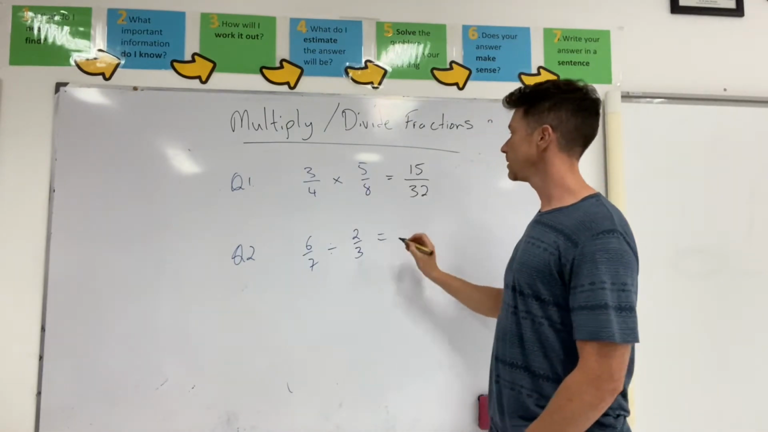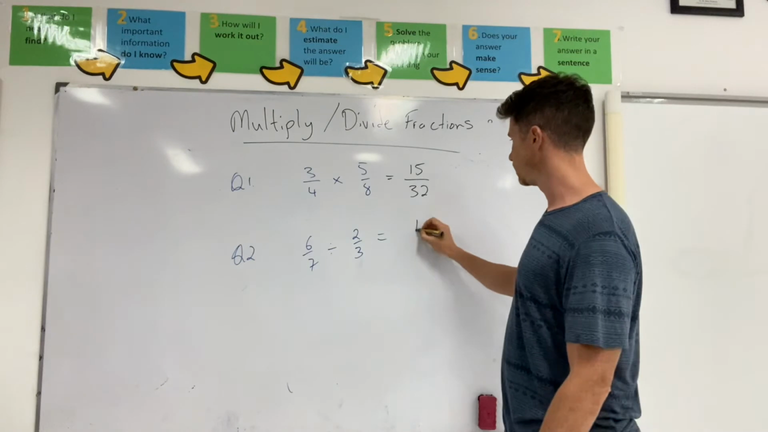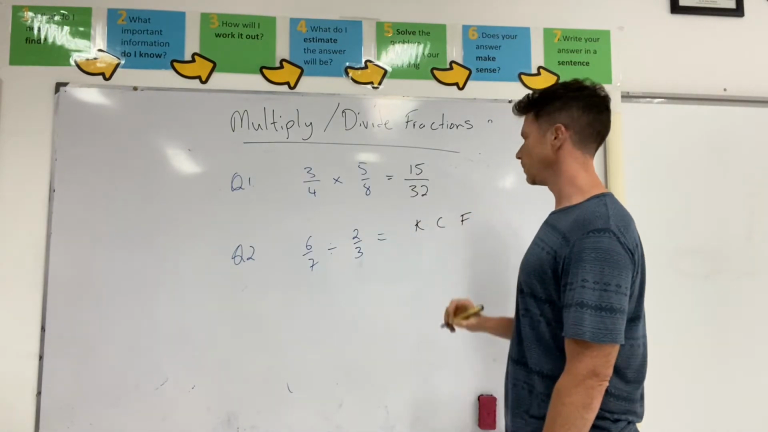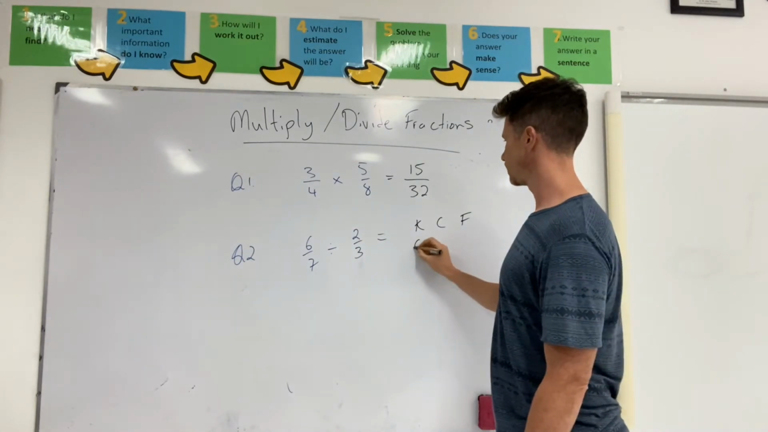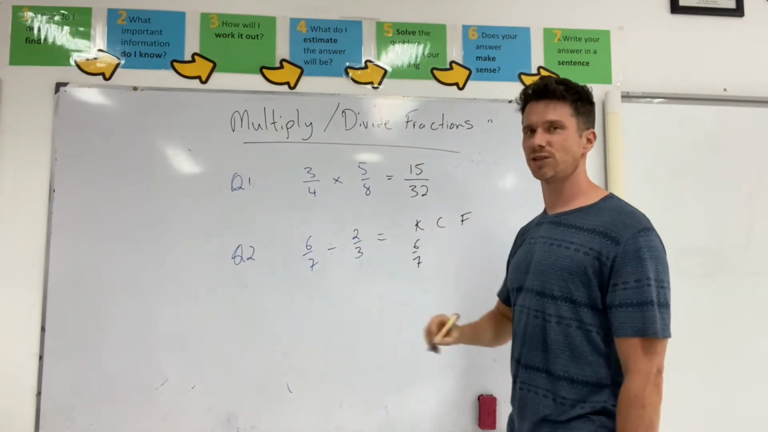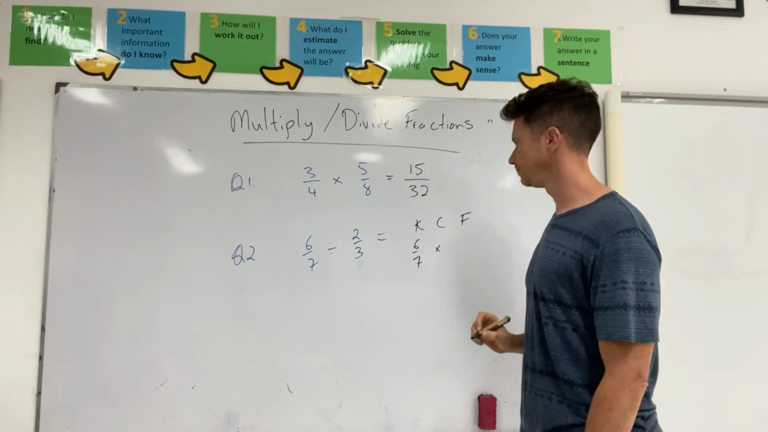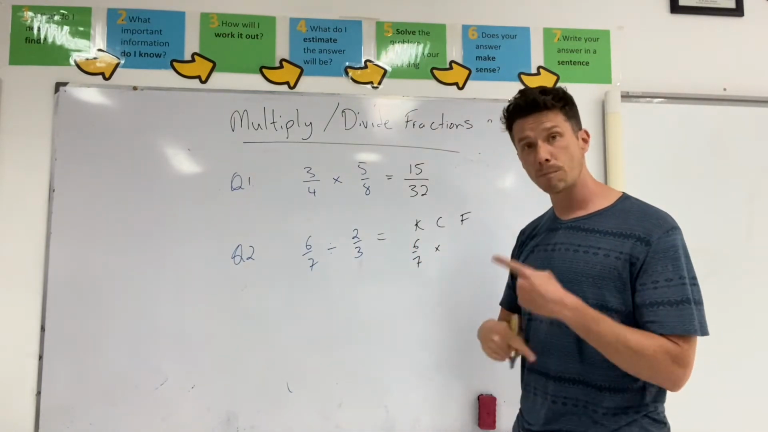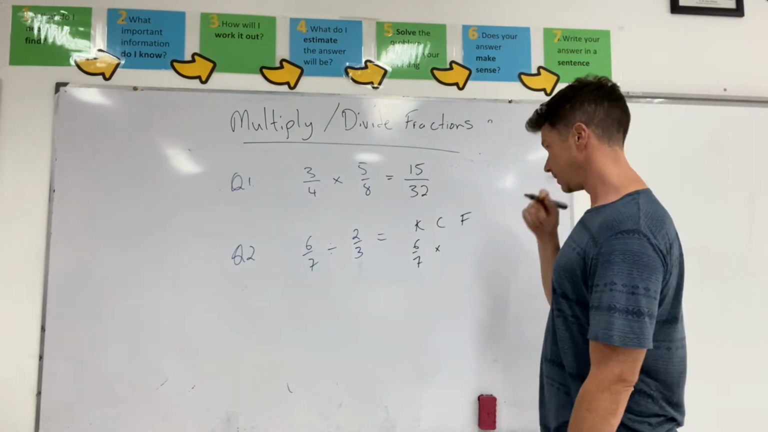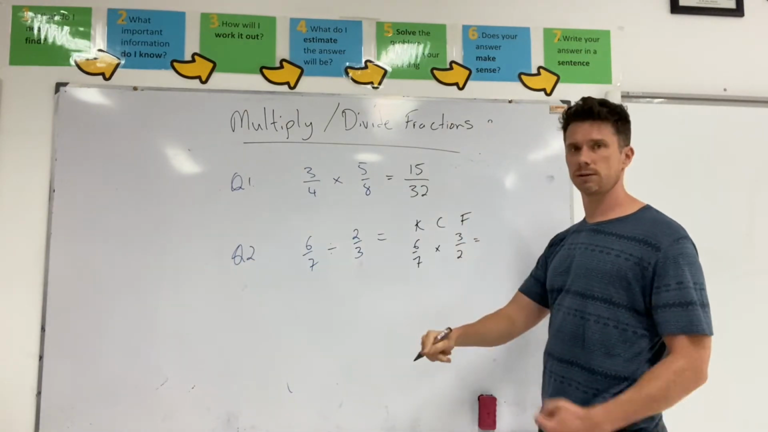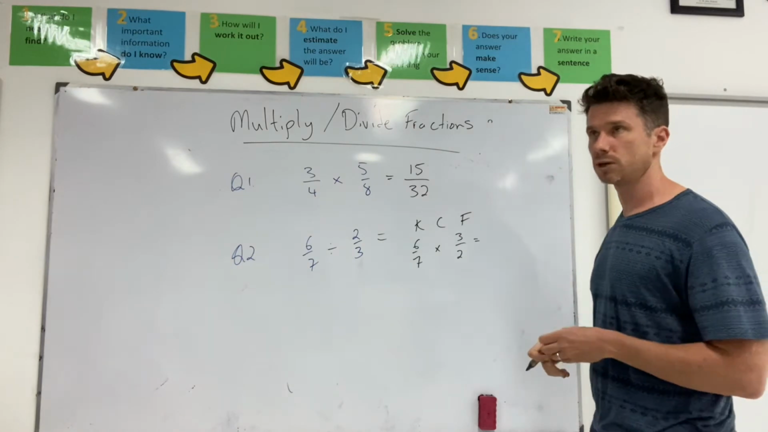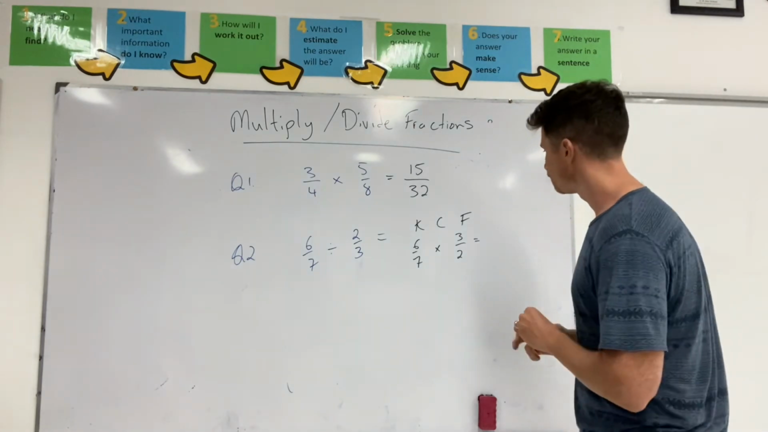Now with dividing, remember KFC, KCF. Oh no, I spelled it wrong, but that's how it is in maths. Keep the first fraction, 6/7. Change the sign to multiply. Flip, or reciprocal, the second fraction, 3/2. So what's a reciprocal? It's the fraction flipped upside down. Numerator becomes denominator, denominator becomes numerator.